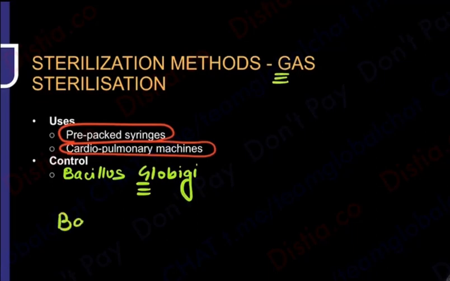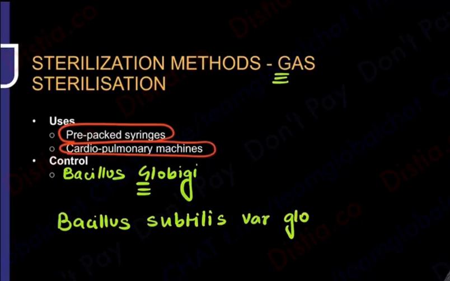Let me tell you, Bacillus globigi is nothing but Bacillus subtilis ka thoda sa kid. Bacillus subtilis ka aage ka family, that is globigi. But most of the books have eliminated this part and said it is Bacillus globigi. So we will learn G for G. It is going to be the control for gas sterilization. Theek hai, should we move forward? Plasma done, gas done. Moving on.